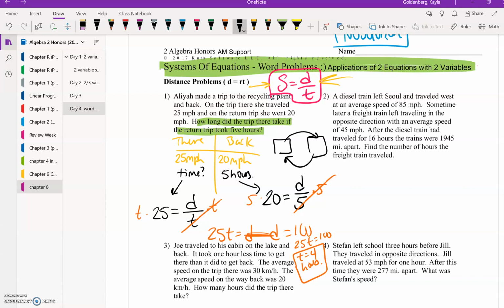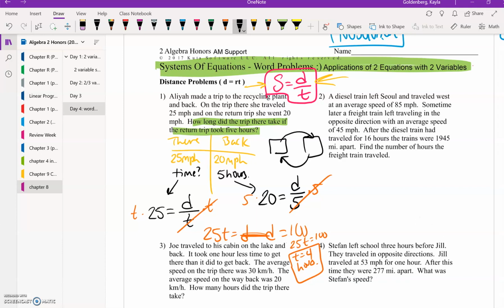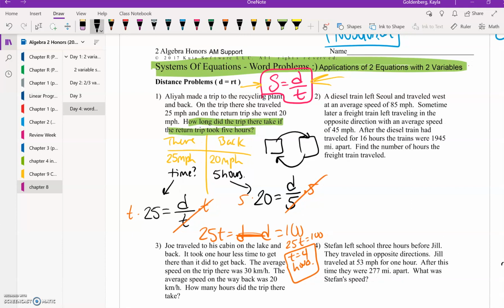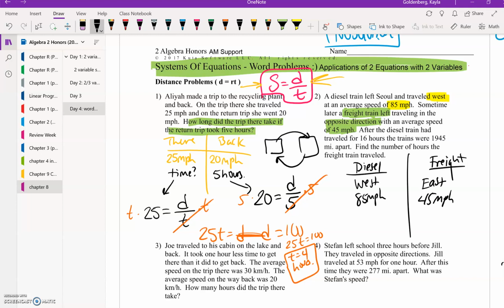Number 2, a diesel train left Sewell and traveled west at an average speed of 85 miles per hour. Okay, so 85 miles per hour going west. Sometime later, a freight train left traveling the opposite direction at an average speed of 45 miles per hour. So I'm going to maybe do diesel and freight. Seems like the easiest way to split up my information. So diesel is going west, 85 miles per hour. The freight train is opposite, so I'm going to say east, 45 miles per hour.